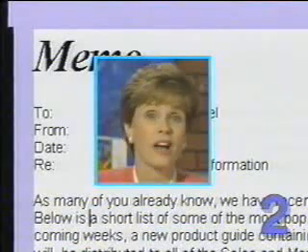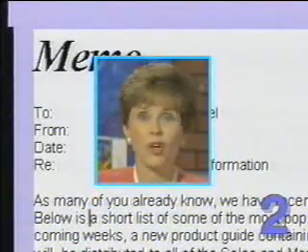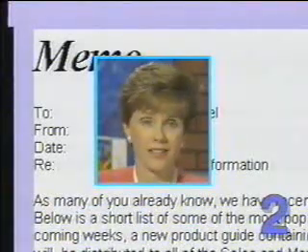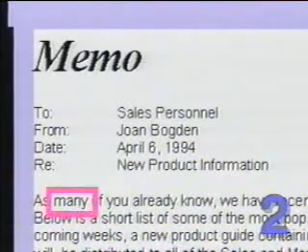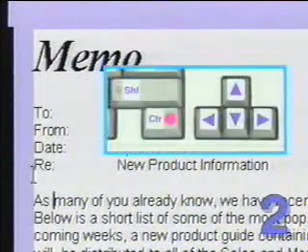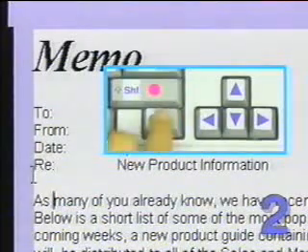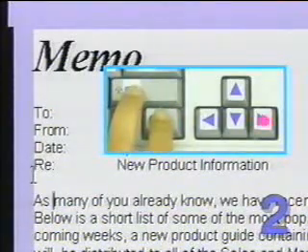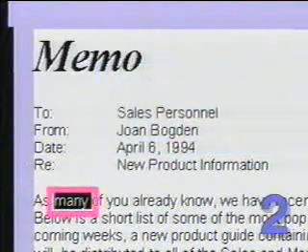To select entire words, MicroVideo provides a quick and simple way to highlight the text. For example, to select the word many again, we move the insertion point to the beginning of the word, hold down both the Control and Shift keys, and press the right arrow key, and many is selected.